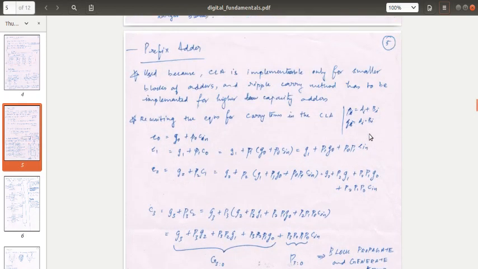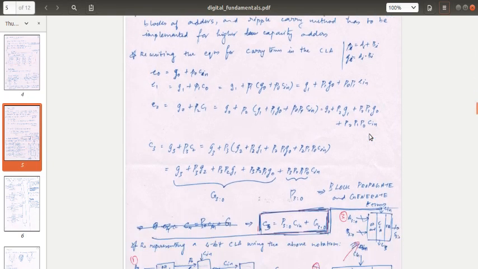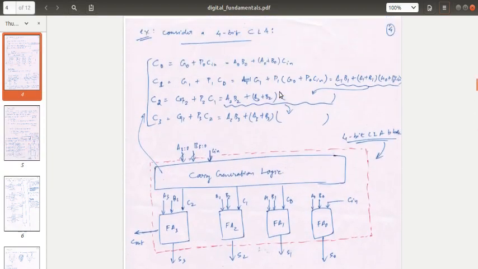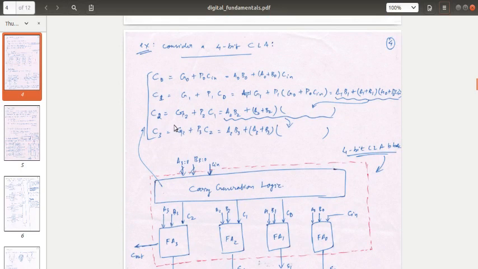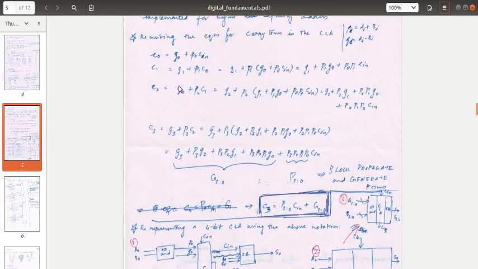Now let's start with a single block. Consider the first block. Let's rewrite the equations using small p and small g. Earlier, we wrote the equations with capital P and capital G, but the implementation was written using A's, B's and C's. Here we are going to completely rewrite the equations for the carry using generate terms and propagate terms.